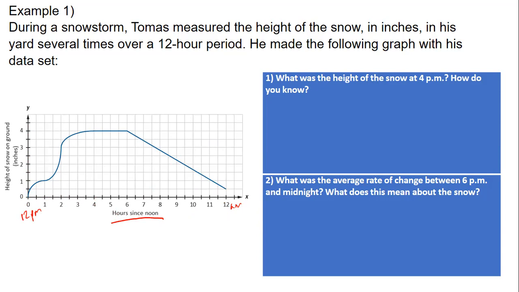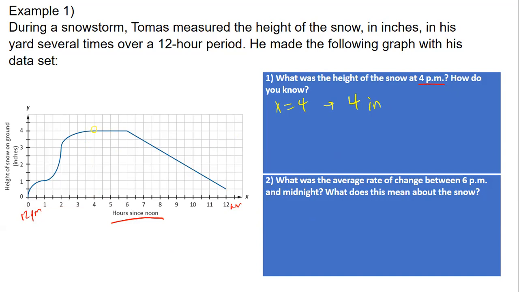All right, now as we analyze, it says, what was the height of the snow at 4 p.m. and how do you know? Well, if I'm looking for the height of the snow at 4 p.m., that means I'm looking for at what on the x-axis? When x equals 4. So we go to x equals 4, and what do we get? 4 inches. And how do we know that? Because we know that 4 p.m. is 4 hours after noon, right? Does that make sense? Okay.